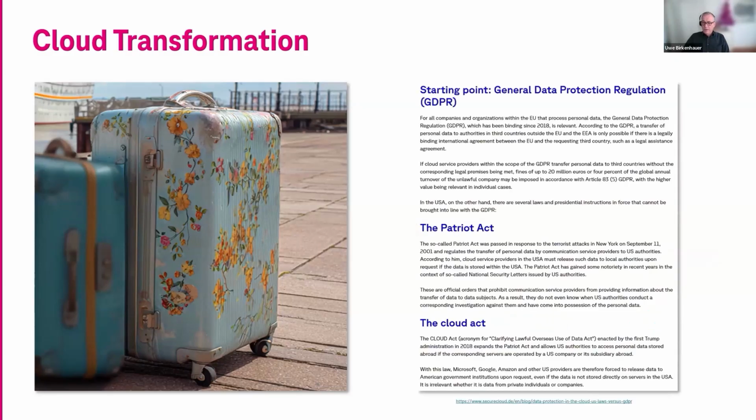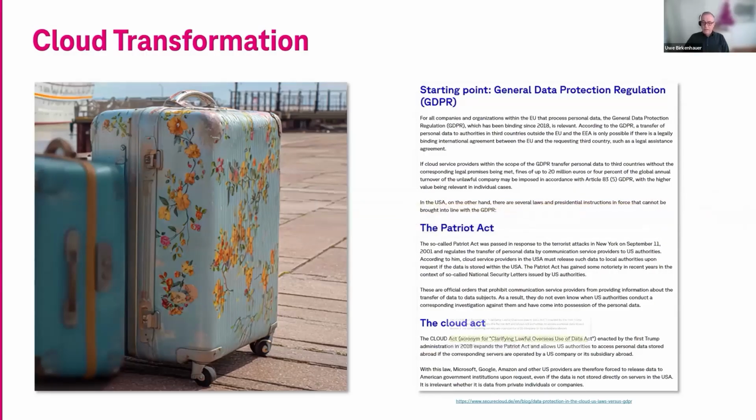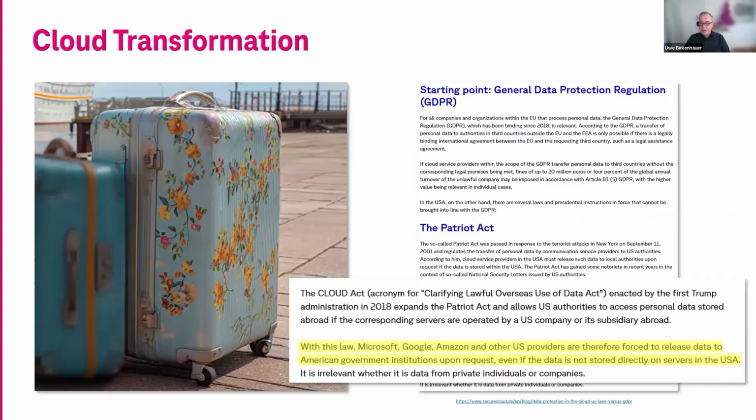Rob already mentioned it. There are some problems because there is regulation which is valid in the EU, like the General Data Protection Regulation, that cannot be brought in line with regulation that is enforced in the US. One of the famous examples is the Cloud Act. The Cloud Act has been around since 2018, since Trump's first term, but until now, this was not a problem.